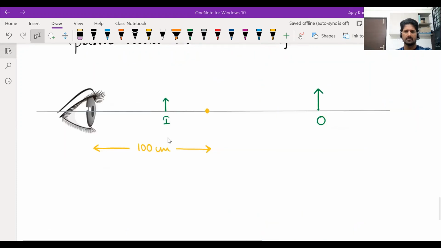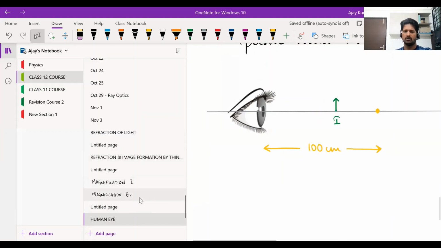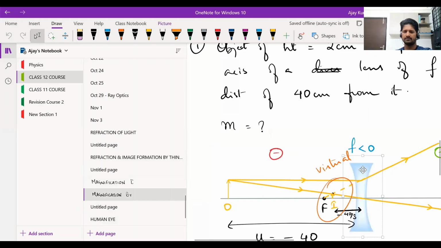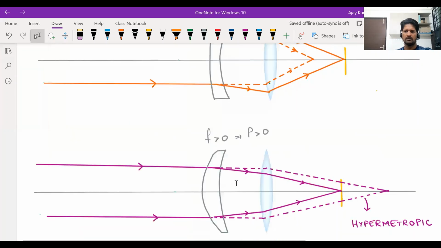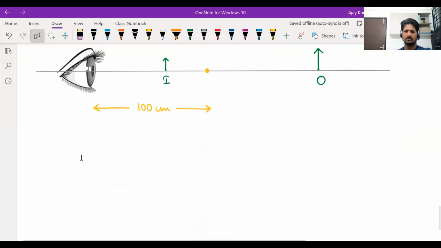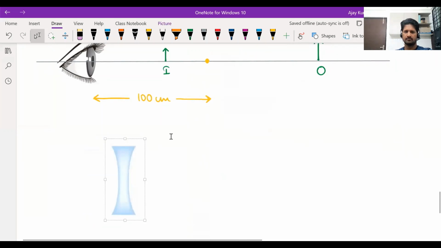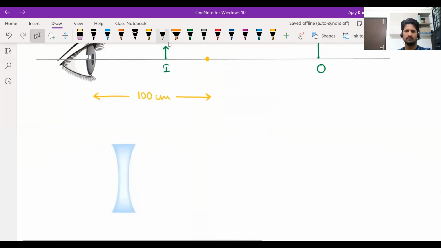Virtual image. Always a virtual image. And what about magnification? Will it form enlarged images, diminished images? Okay, let's quickly recollect the image formation by a diverging lens for an extended object, of course.